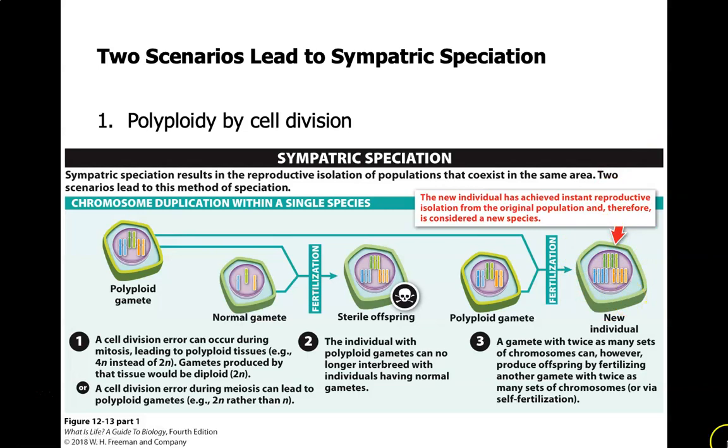Now sometimes, if you have this individual and it can self-fertilize, then you can produce a new generation of offspring that have these multiple sets of chromosomes. Now you get instant reproductive isolation because they can only reproduce with themselves. They can't reproduce with any of the parent plants. They can't reproduce with any of the normal plants that would result from basically their brothers or their sisters, that would result from a union between normal gametes of the same plant.